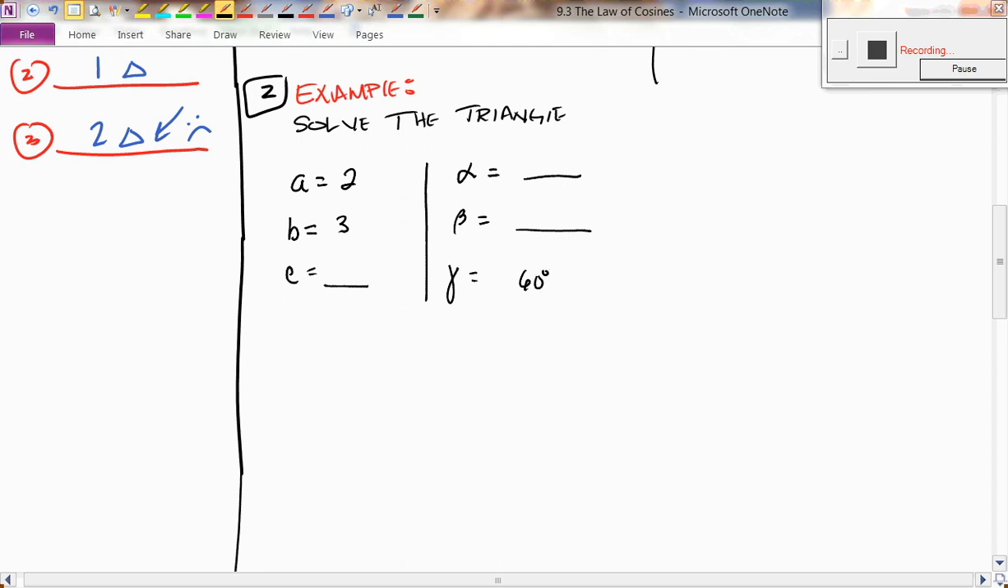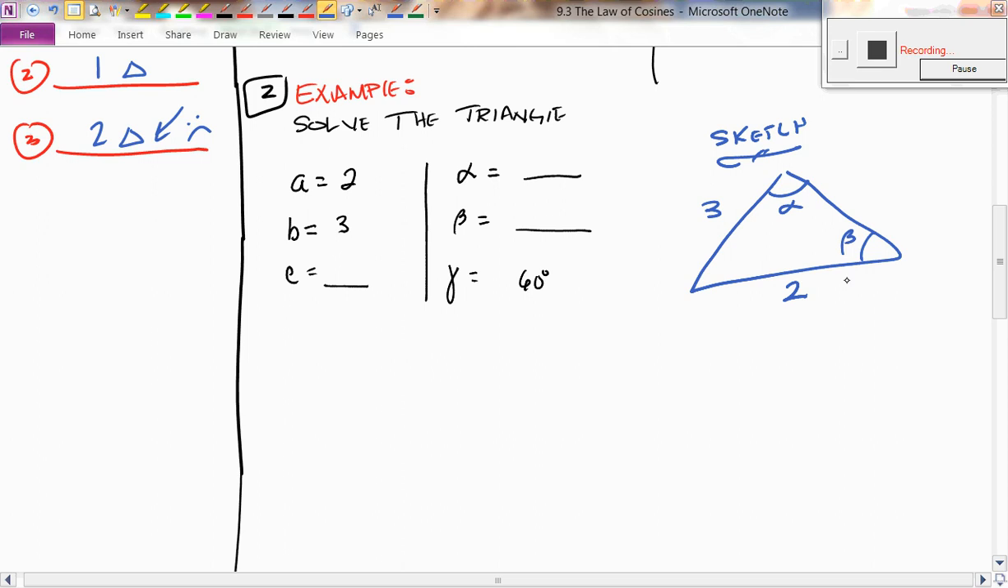All right. So here's what we do. We have to go straight to a sketch because we don't know what type of triangle we are dealing with here. All right, so here's our sketch. Here's what we know. If this is 2, then what's across from the 2? The alpha. Good. If this is 3, what's across from the 3? The beta. Good. And if this is C, what's across from the C? Gamma, which is 60 degrees.